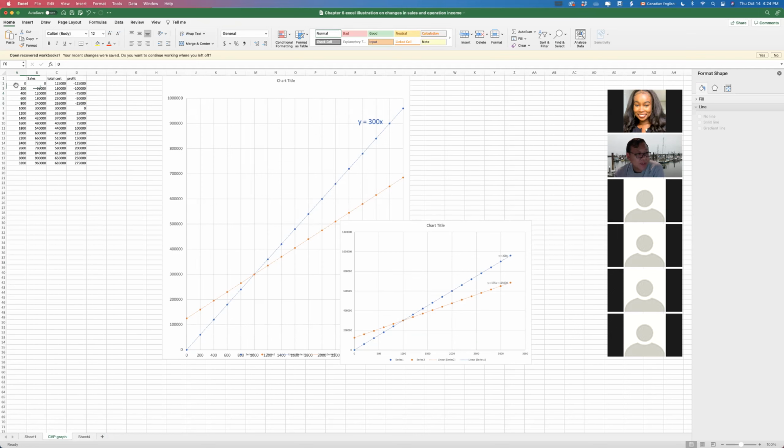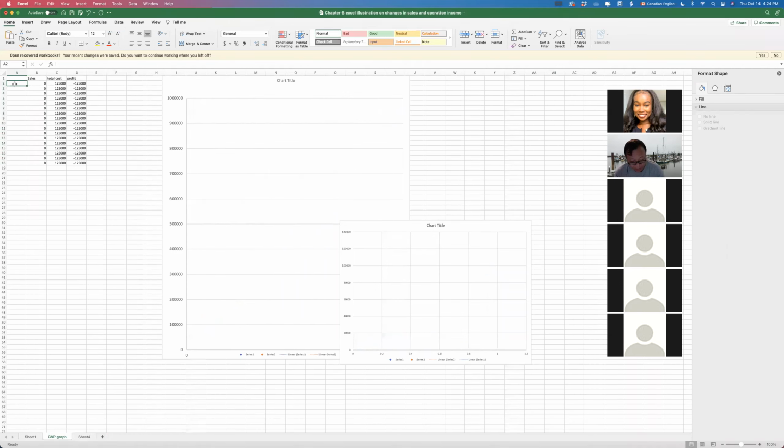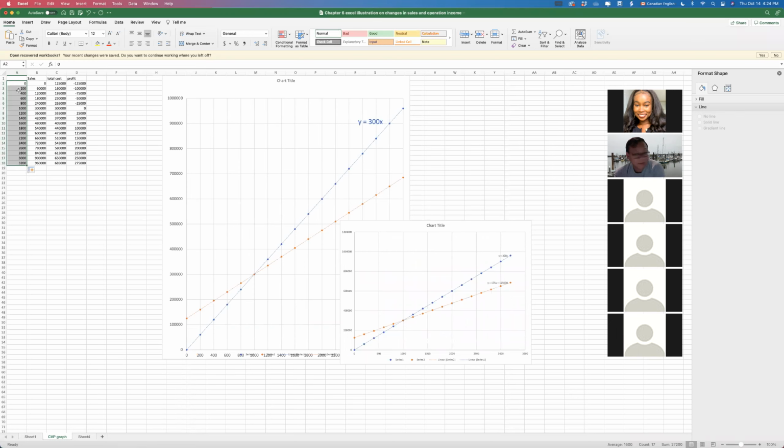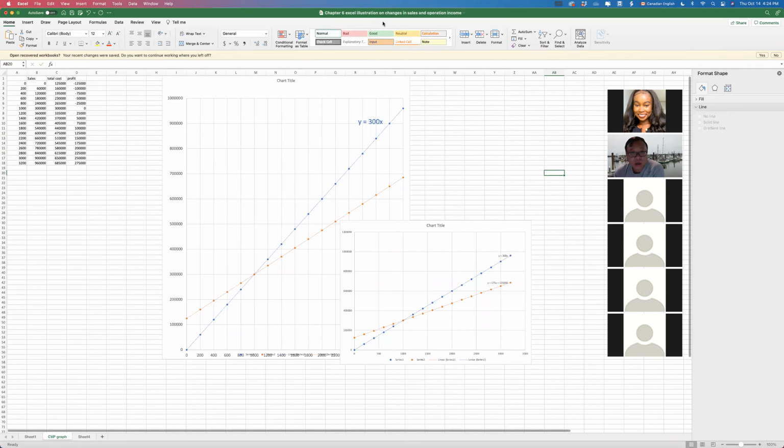So what you can do is put a 0 here, and if you want the increment to be 200, you highlight these two and drag, and it gives you this sequence with the 200 increment. And then the sales just use volume times 300. And the total cost you use 175 times volume plus the fixed cost. That's how you generate all these 3 columns. Thank you, sir. No problem.